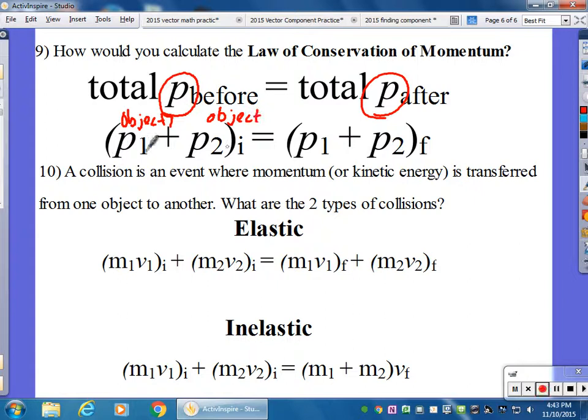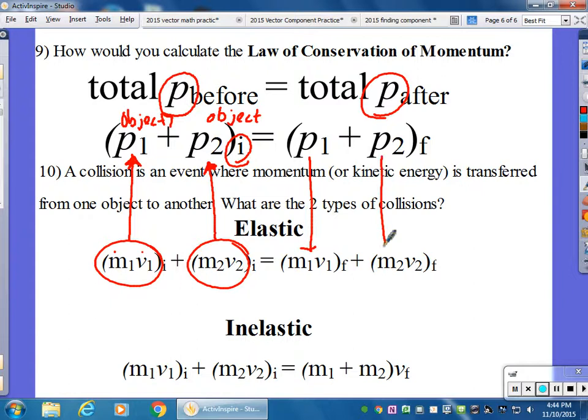If we add their two momentums together, which remember you get momentum by taking mass times velocity. So this is the momentum of object 1. And this would give you the momentum of object 2. So if we add those together, this I means the initial momentum before the collision. They have to equal the momentum of both of those same objects after the collision. That's what the law of conservation of momentum says, is that these two added together before the collision must equal these two after the collision.